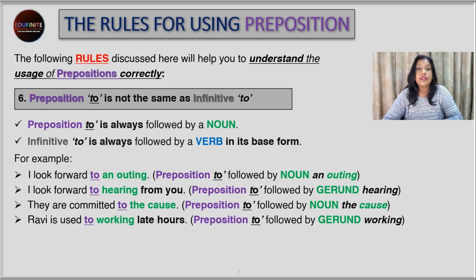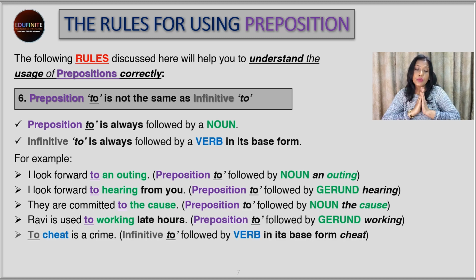Next, Ravi is used to working late hours. So here the preposition to is followed by the gerund working. Next, we come to the infinitives now. The sentences with infinitives. To cheat is a crime. So over here what do we see? After to we have the verb cheat. That's the base form of the verb. So it's an infinitive because to plus verb is an infinitive. To plus noun is a preposition.